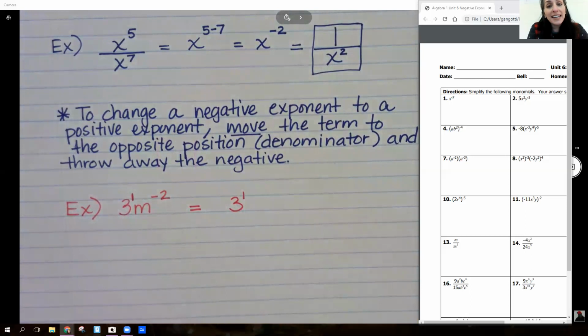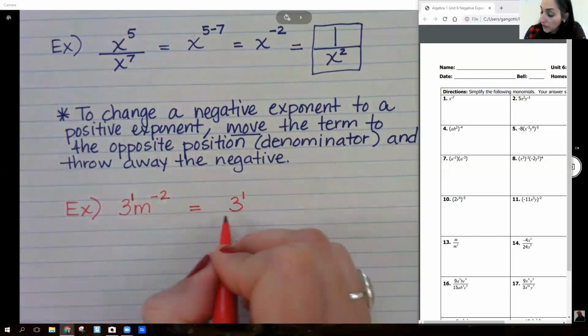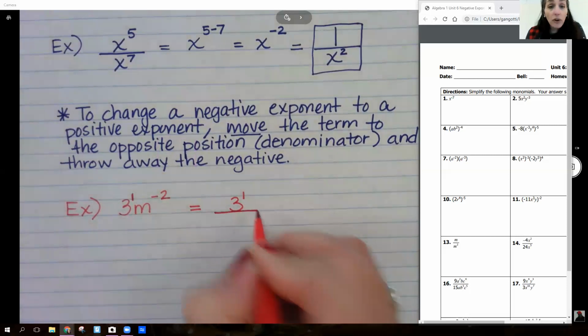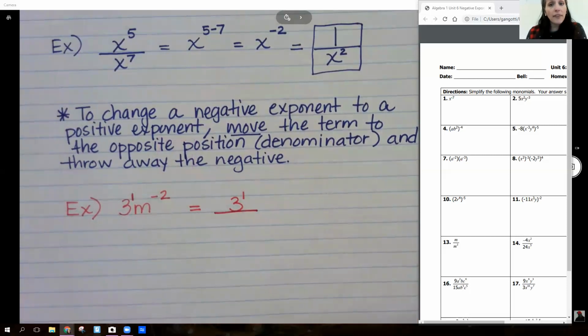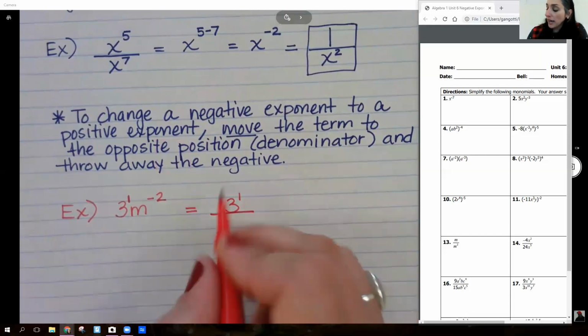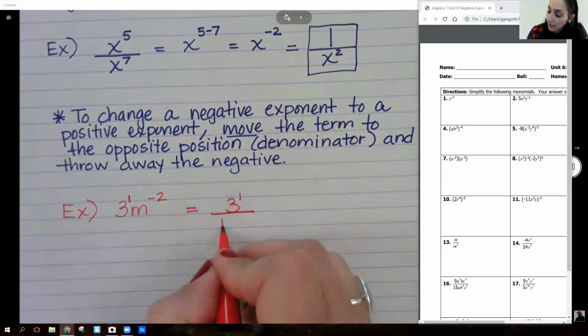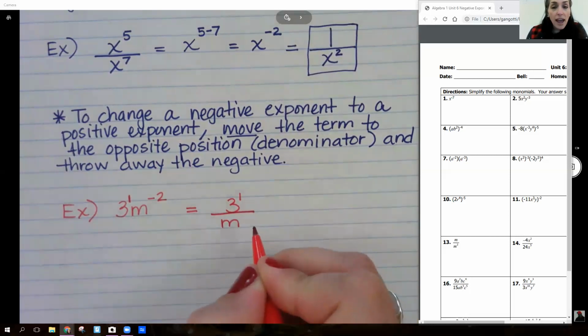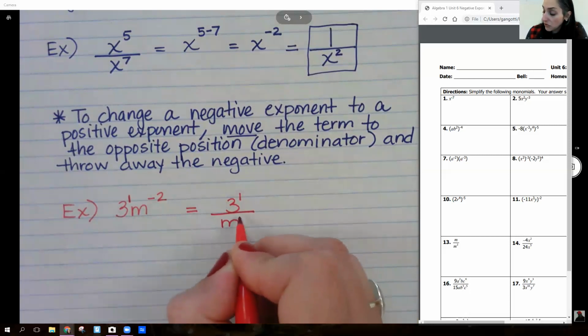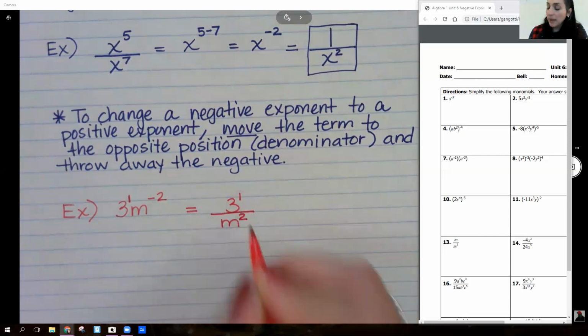The m to the -2, that's the one that we need to fix. So we're going to draw a fraction bar. We can do it right underneath the 3. You don't have to put it over to the side. You can do it all in one, which is really nice. So put a fraction bar and then put the m down into the denominator and throw away the negative. So this will become a +2.